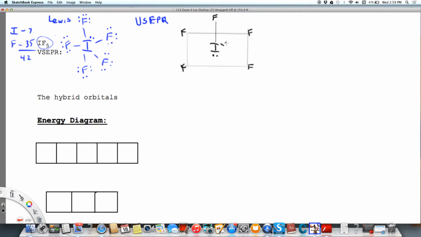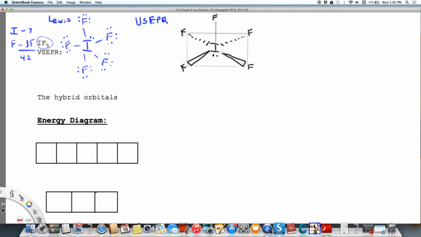And I'm going to draw my dashes going back into the plane from the iodine back to these fluorines. And then I'm going to draw wedges coming out. So if you draw that rectangle first, it gives you some perspective. So this shape is going to be square pyramidal.